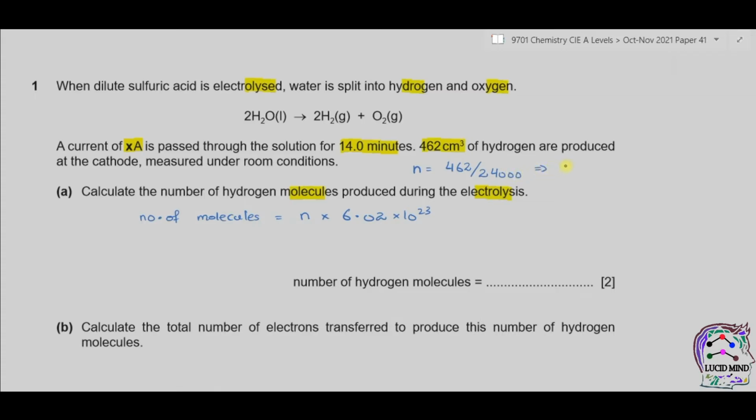It comes equal to 0.01925 moles. Now we can convert these moles into number of molecules. 0.01925 multiplied by Avogadro's constant. The number of molecules comes equal to 1.16 × 10^22.